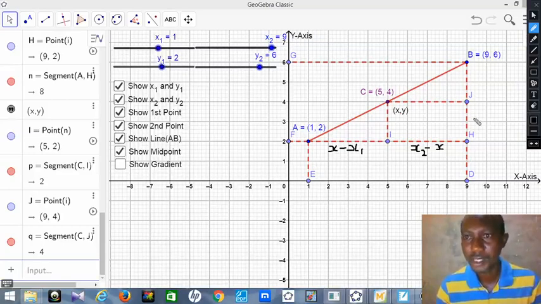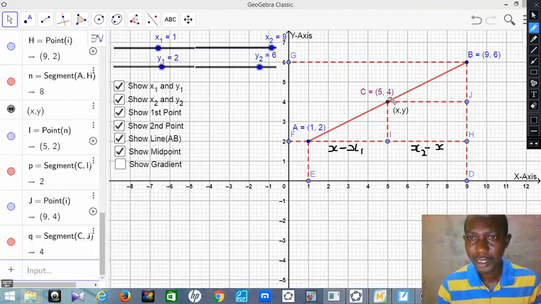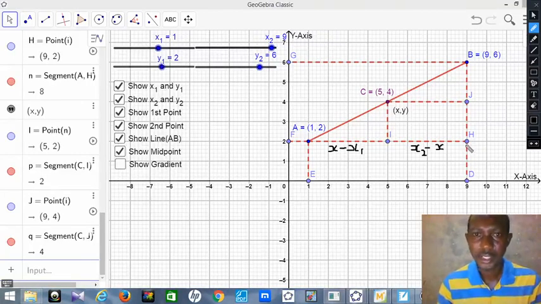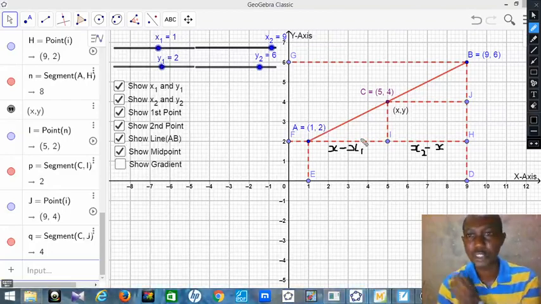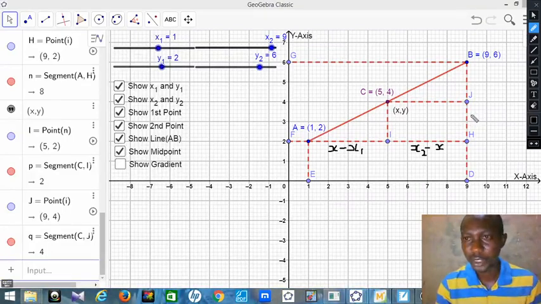The same thing with the y-axis, J and H. From J to the 0 line is y, which gave us 4, but we want to derive a formula first, which is y. Then from H to the 0 line is y1, which is the first coordinate here. You can see it, y1, which is 2. So this distance is going to be y minus y1.